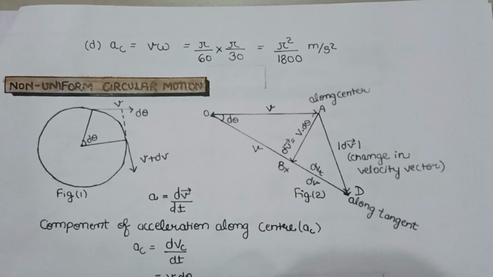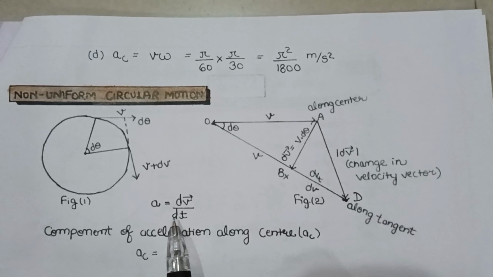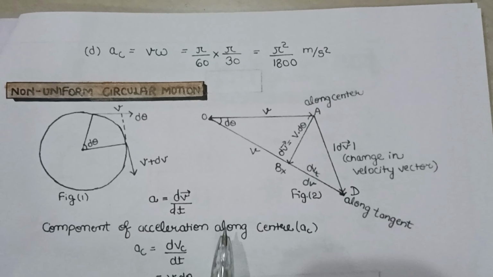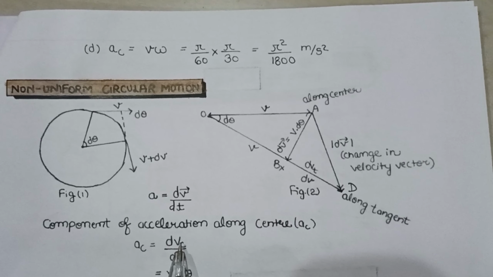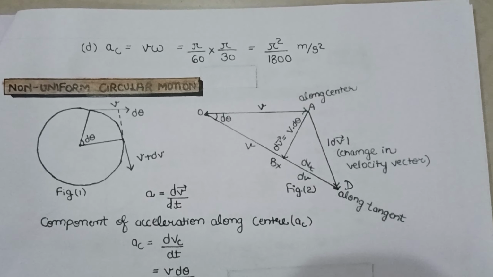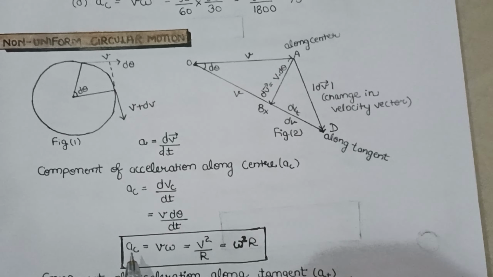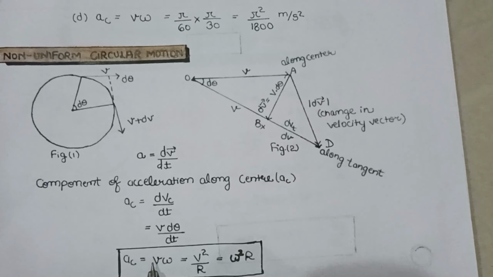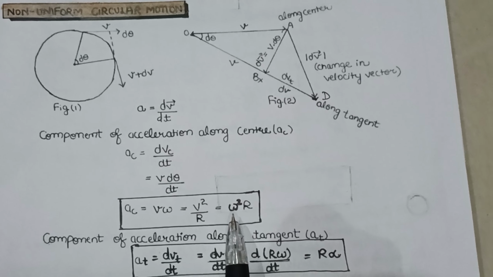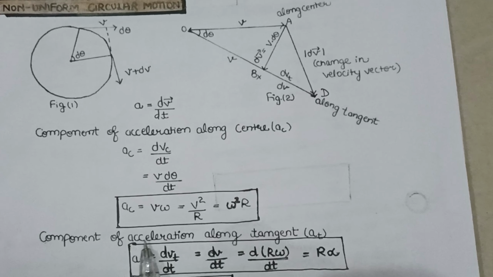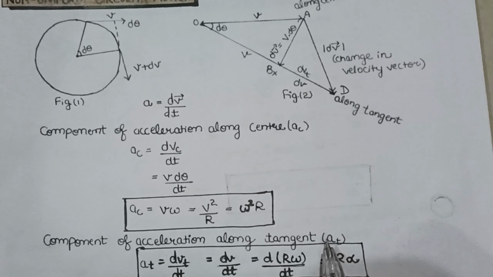Non-uniform circular motion. From these two figures, a is equal to dv vector by dt. Component of acceleration along center is ac. ac is equal to d of vc upon dt is equal to v d theta upon dt. Centripetal acceleration is equal to v into omega is equal to v square by r is equal to omega square r. Component of acceleration along tangent, so we get tangential acceleration.